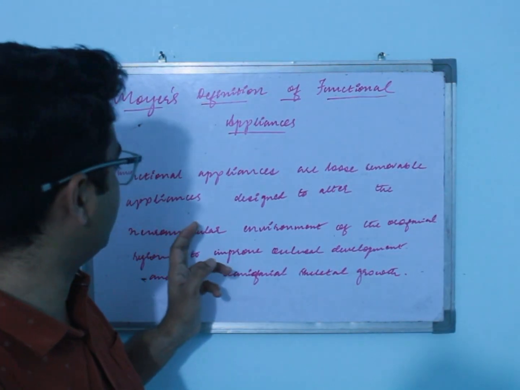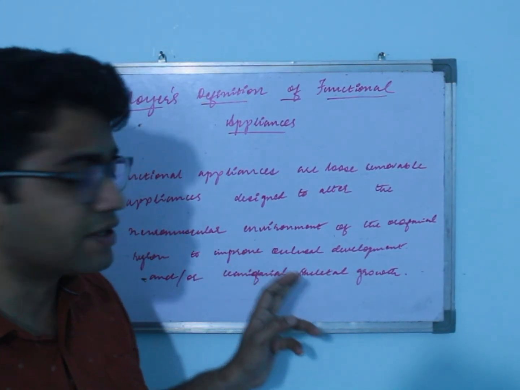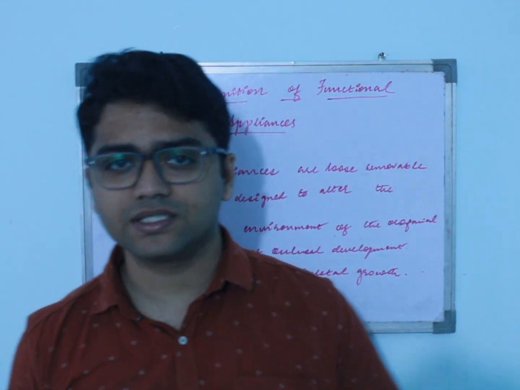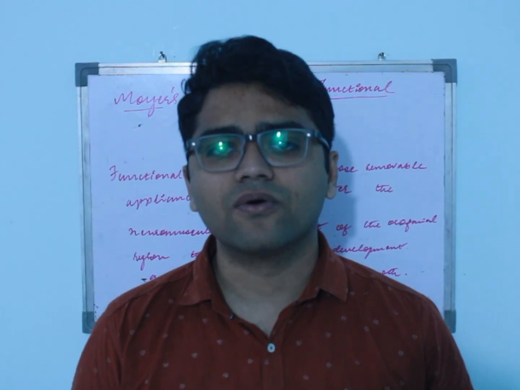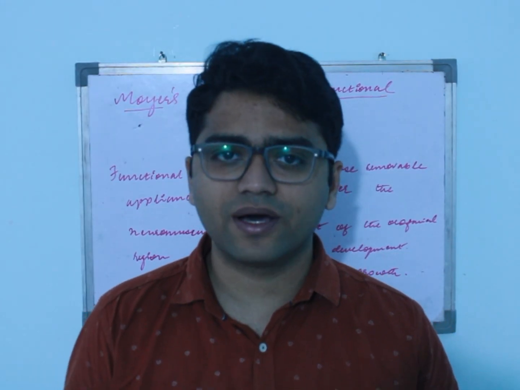And the second part comes: designed to alter the neuromuscular environment of the orofacial region. So what I am going to do is influence the orofacial region. How? Using muscles. So the neuromuscular environment of my orofacial region is going to be influenced by using functional appliances. Under functional appliances there are many appliances which I am going to use so that I can bring a change into the orientation of the muscles which are used.